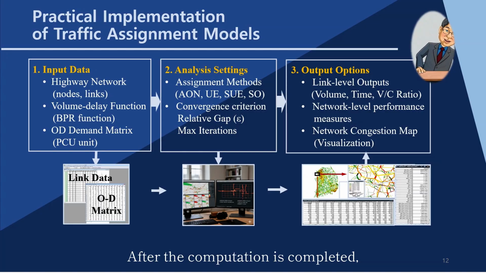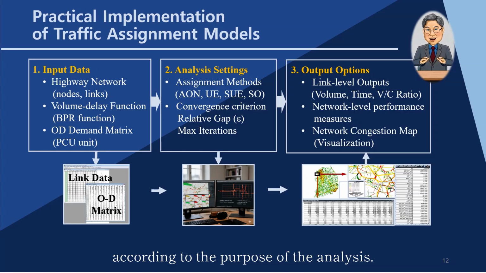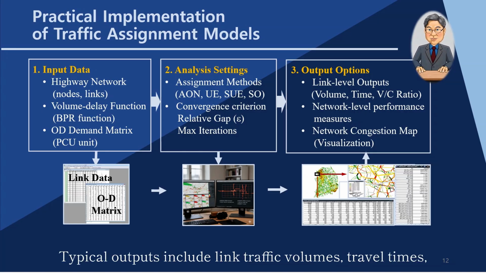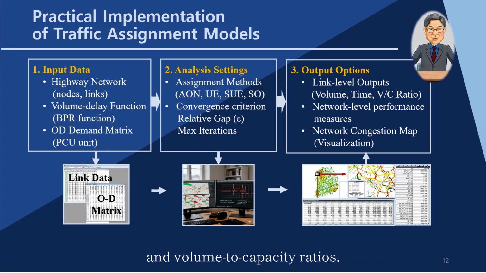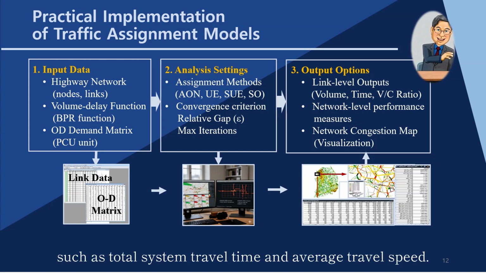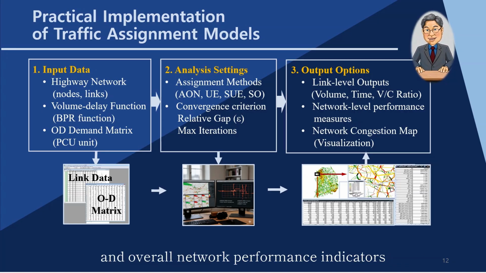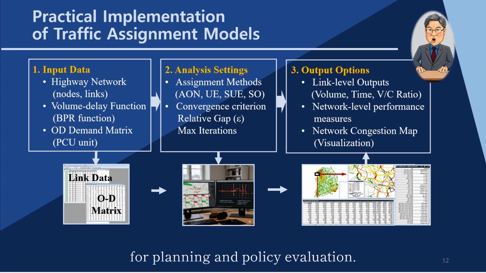After the computation is completed, the analyst selects the desired output measures according to the purpose of the analysis. Typical outputs include link traffic volumes, travel times, and volume-to-capacity ratios, as well as network-level performance measures, such as total system travel time and average travel speed. These outputs provide both detailed link-level information and overall network performance indicators for planning and policy evaluation.